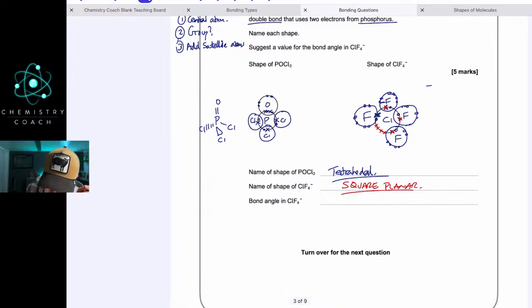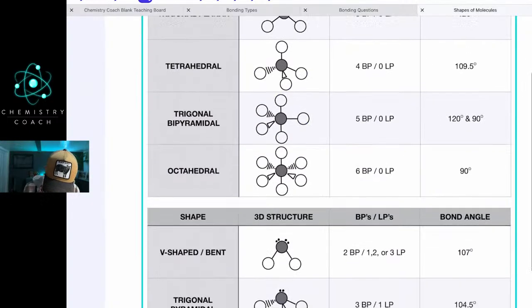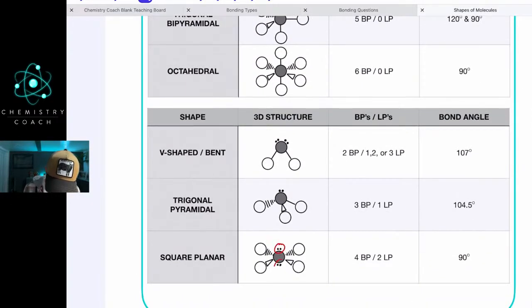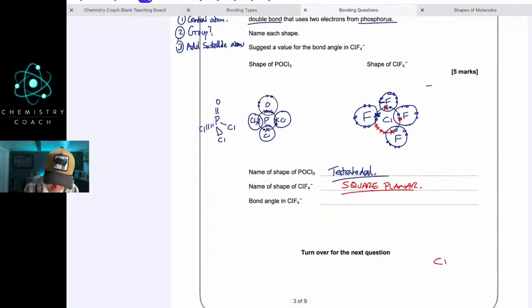Okay, so that's a square planar molecule. What it actually looks like is, I won't draw it because it's here. You get the lone pair above and below. So it's square and it's planar because all of these bonds are on the plane, and you get the lone pairs above and below. Okay, so that's why that's square planar.